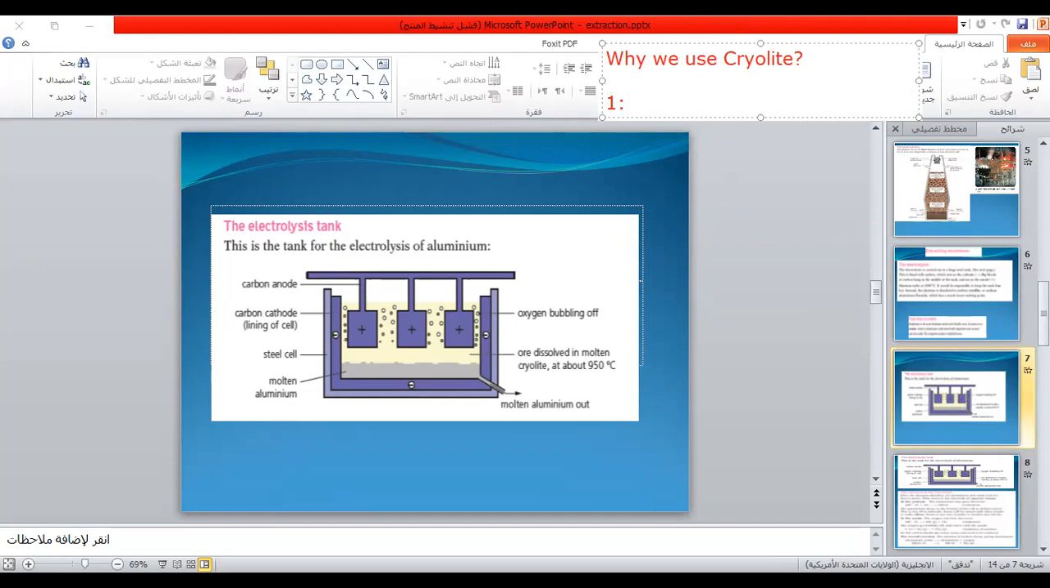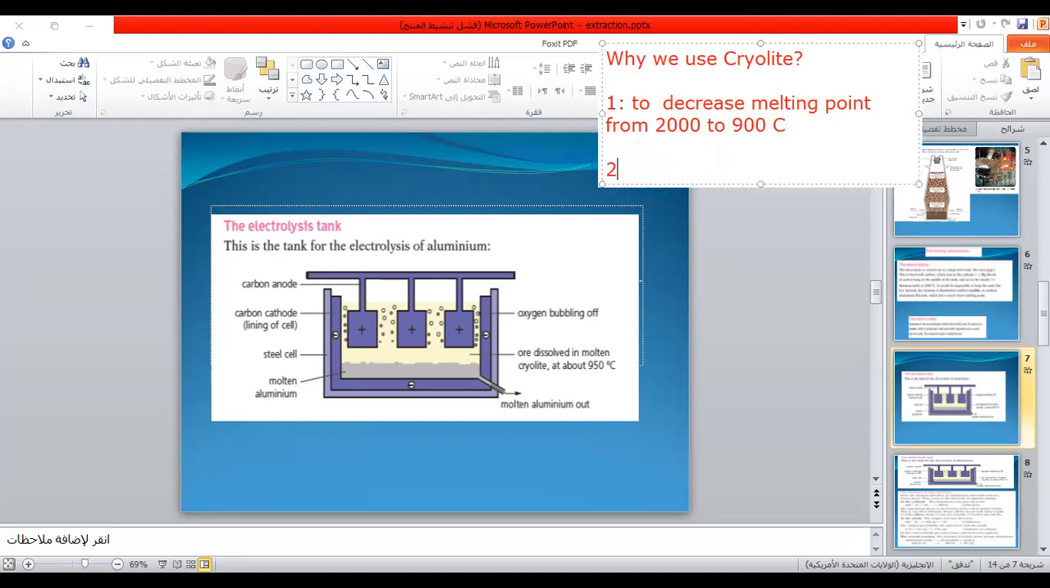Abdurrahman, why do we use cryolite? To reduce the melting point of aluminium. Yes, to reduce or to decrease the melting point from 2000 to 900 degrees Celsius.